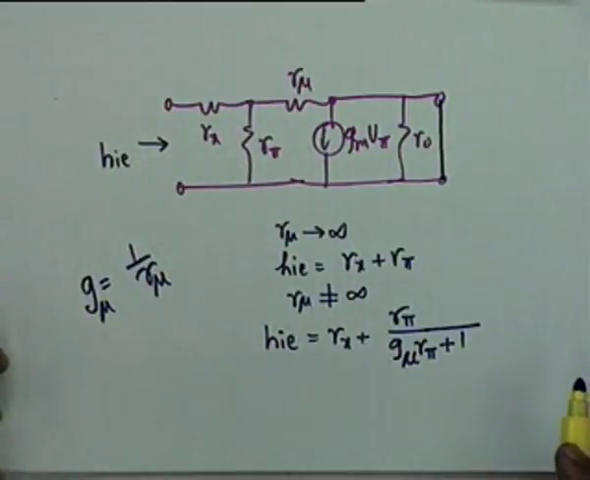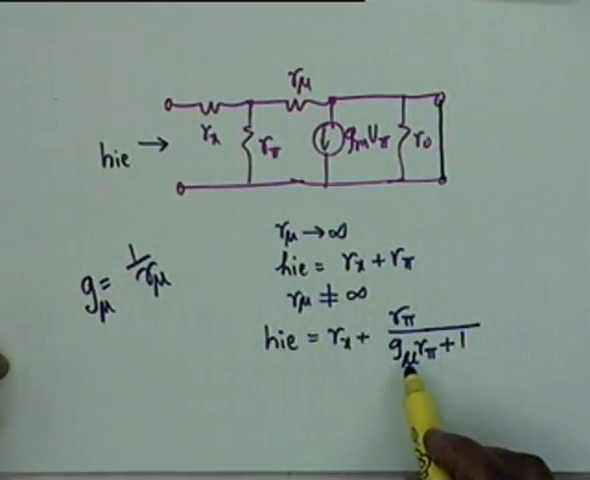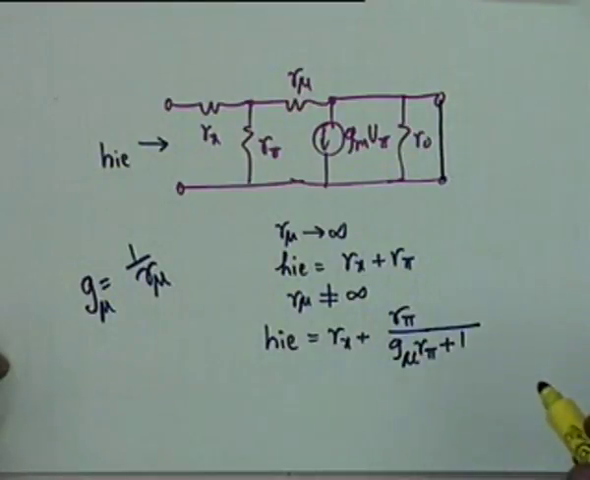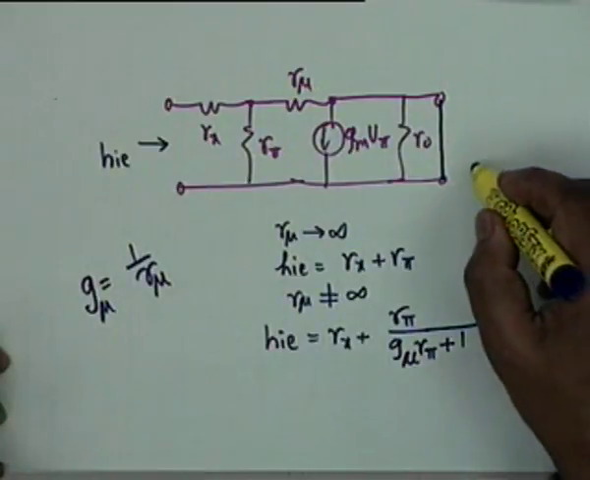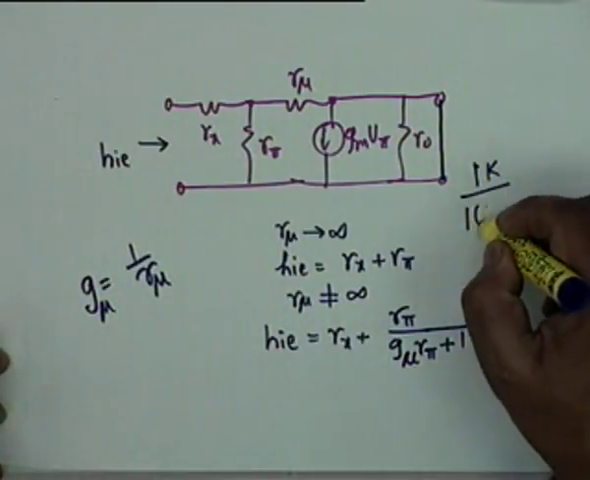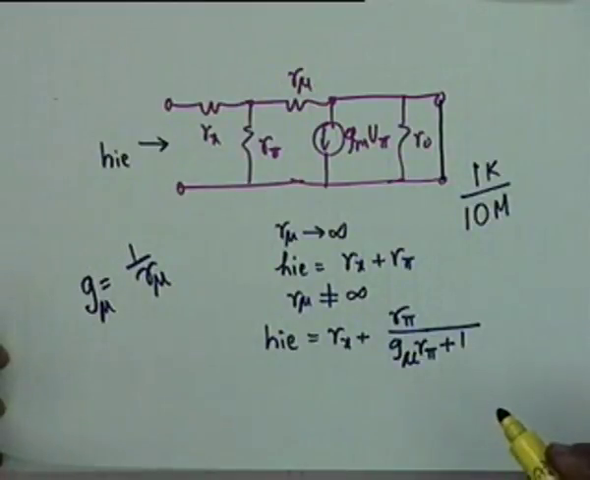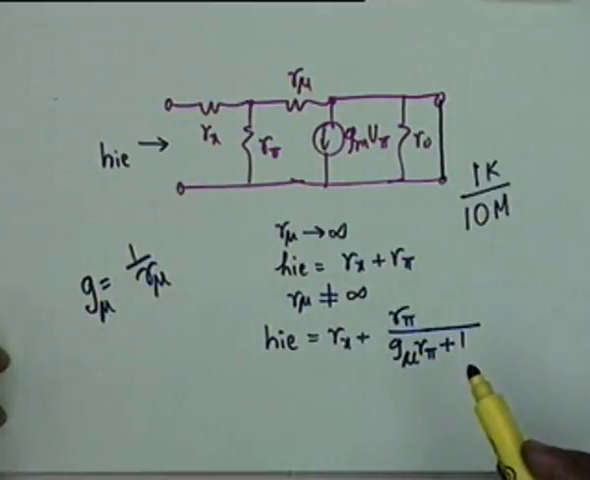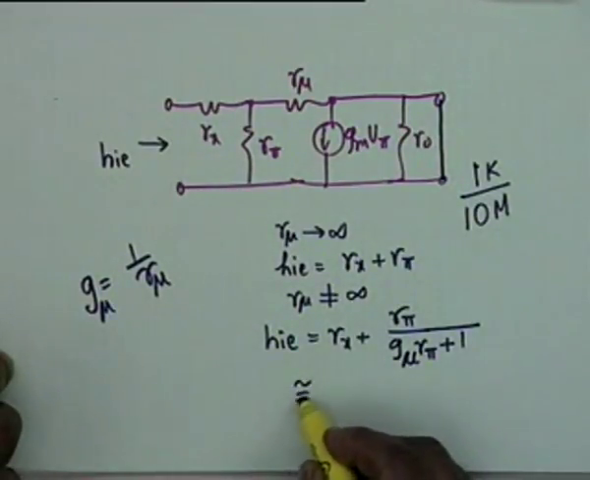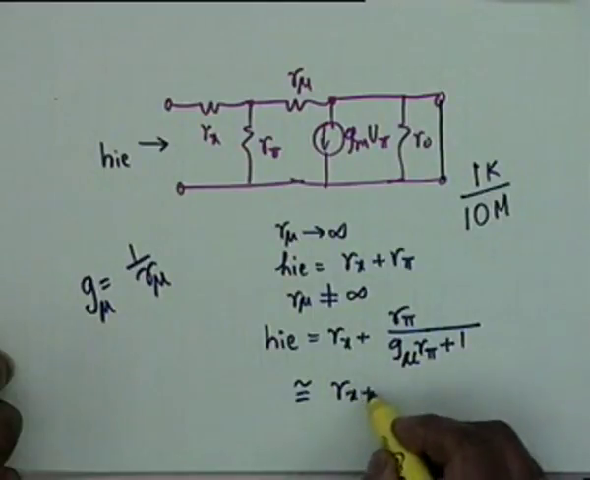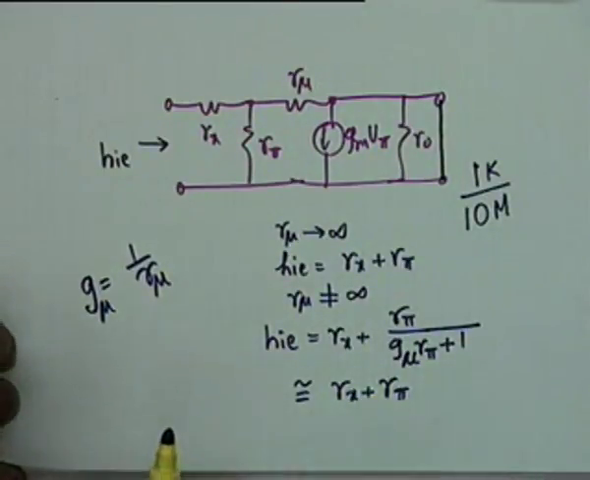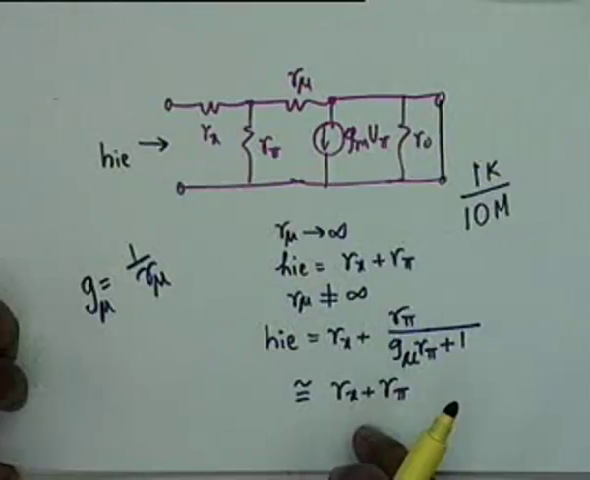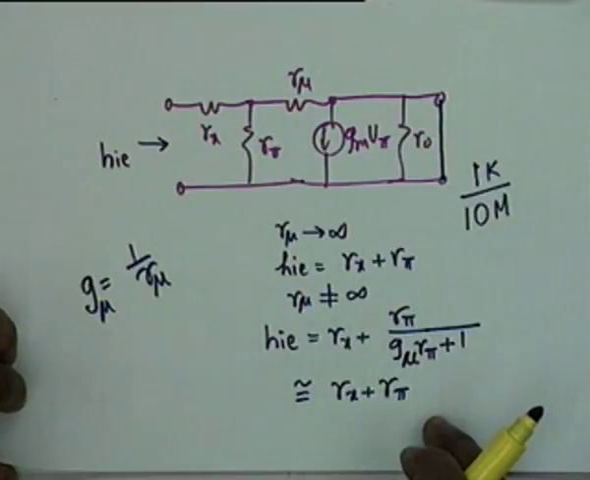Now usually, as you see, G mu R pi is R pi divided by R mu, and R pi is of the order of a k, and R mu is of the order of 10 meg, and therefore this quantity G mu R pi is very small compared to unity, and therefore this does approximately become equal to Rx plus R pi. Even if G mu is not 0, that is, even if R mu is not infinity, this is approximately correct. HIE is Rx plus R pi.